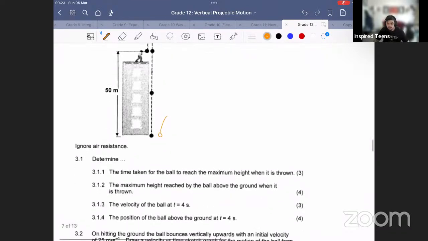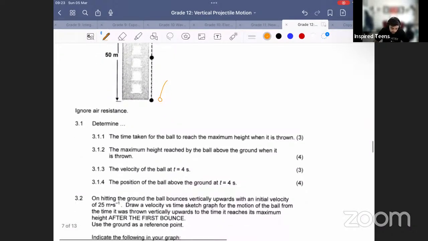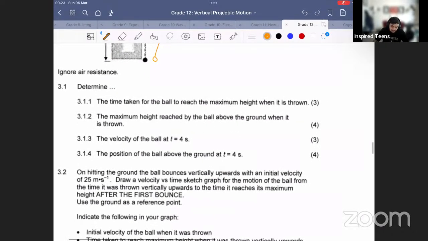Now, ignore air resistance, which is the case in every single question that we do on vertical projectile motion. We ignore air resistance. Okay. So 3.1.1: determine the time taken for the ball to reach maximum height when it is thrown.